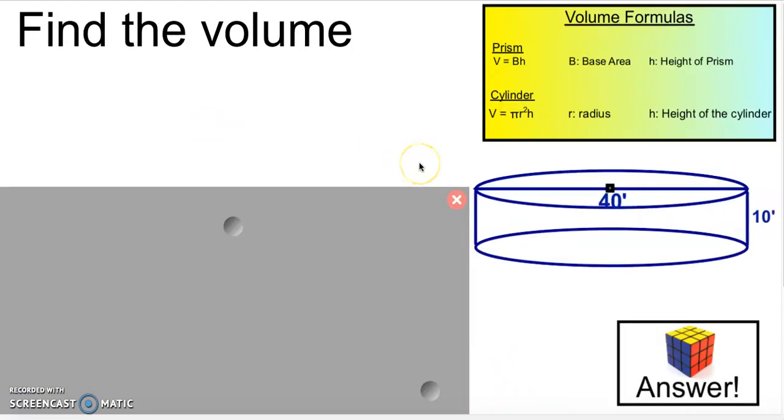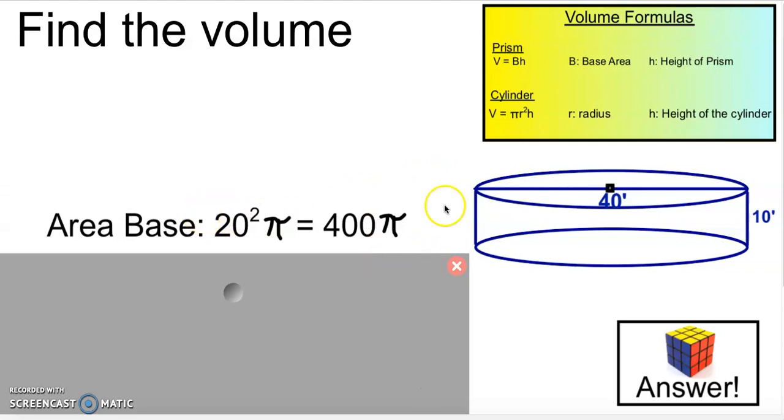Okay, basically the same deal here, except the 40 feet here is actually the diameter. So the diameter of this solid is 40 feet, so my radius is going to be 20. When I calculate the area of the base, it's going to be 20 squared times pi, and 20 times 20 is 400. So the area of my base here is 400 pi feet squared.